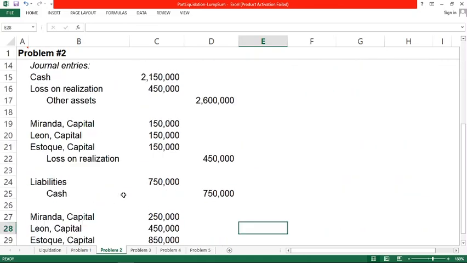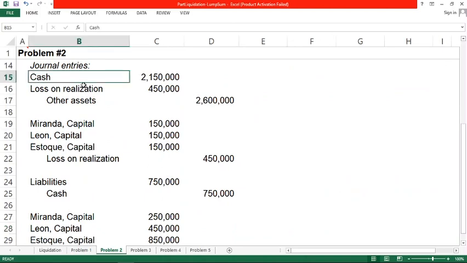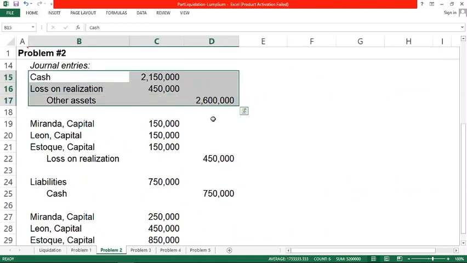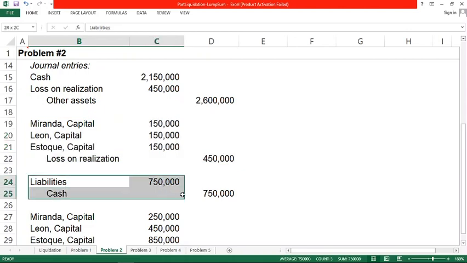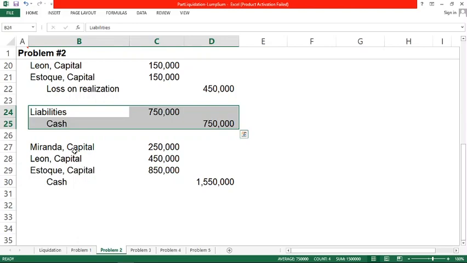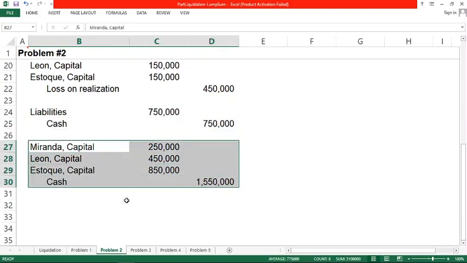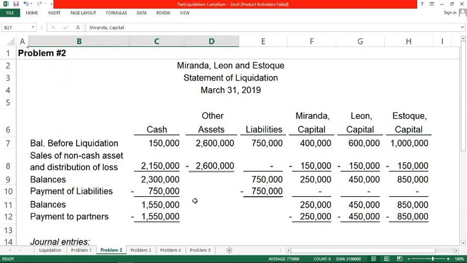If you could notice, first, we journalized the realization of the assets, or the conversion or sale of other assets or non-cash assets. After that, the partners absorb any loss or gain on realization. Then we pay for the liabilities. And then after that, we distribute the excess cash. That is the process of the lump sum method. So far, it's not that difficult.